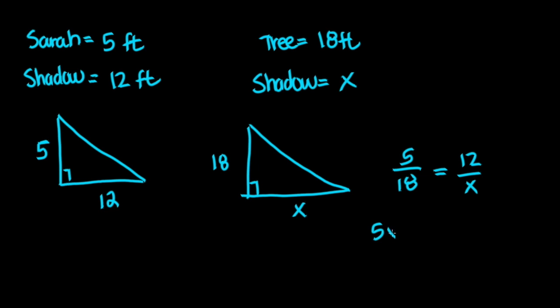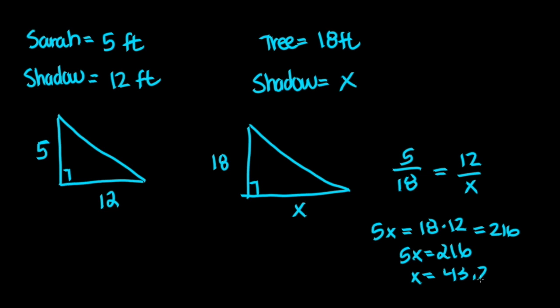So 5x is going to equal 18 times 12. And 18 times 12 equals 216. So we know that 5x equals 216. 216 divided by 5 equals 43.2. So we know that the tree casts a shadow of 43.2 feet.